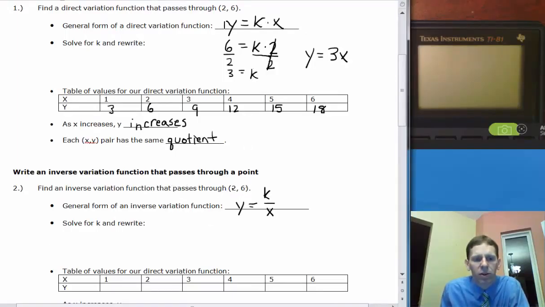So if we're working with a point 2, 6, if we plug in 6 for y and we plug in 2 for x, we're going to solve this equation for k. This is pretty easy to get k by itself. We need to get rid of this 2. It's being divided, so to cancel out the dividing by 2, we multiply both sides by 2.